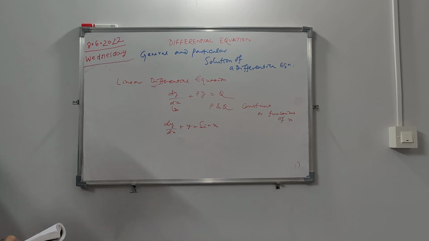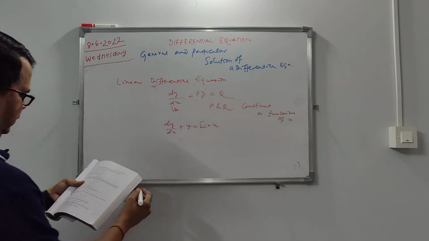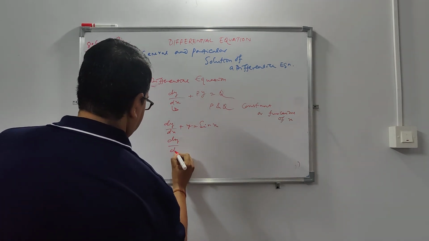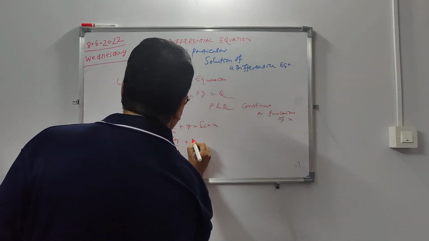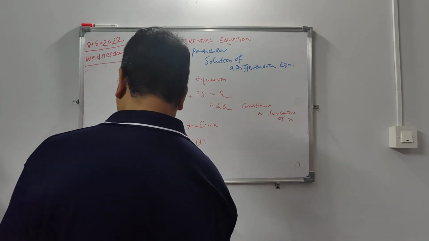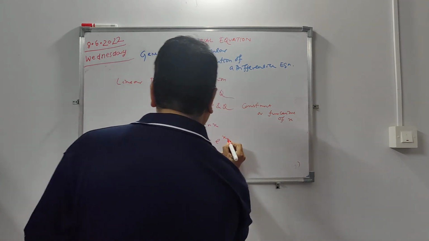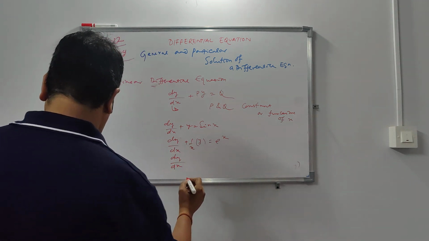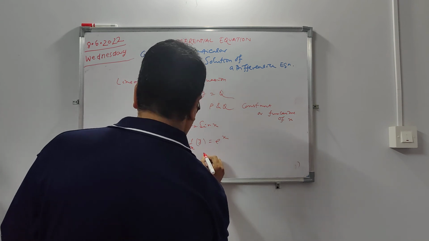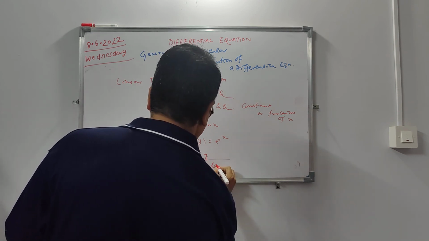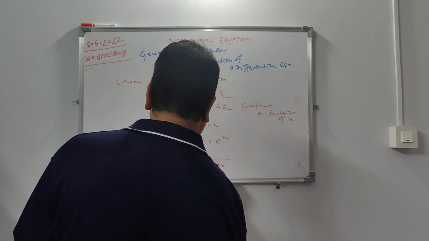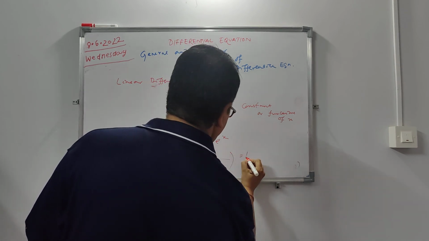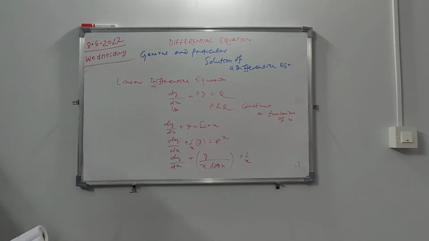There are other equations also: dy by dx plus 1 by x into y is equal to e to the power x. Then dy by dx plus y into x log x is equal to 1 by x. These are all linear differential equations.